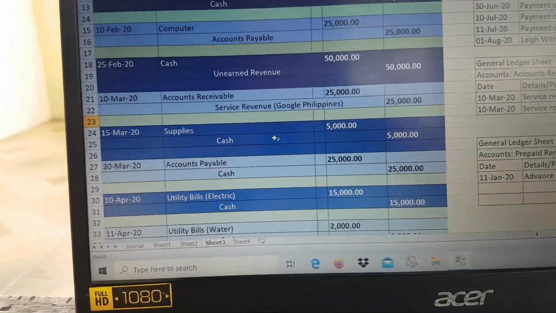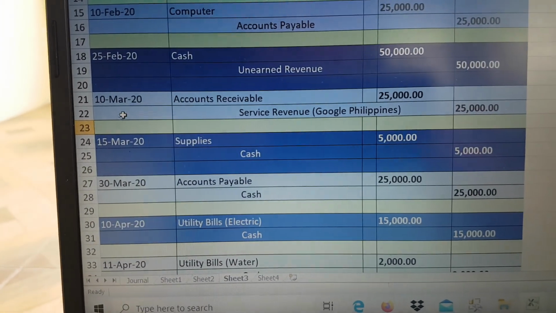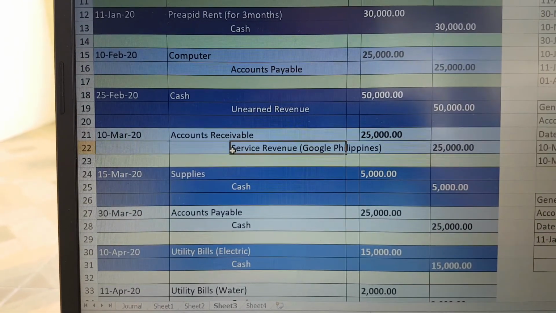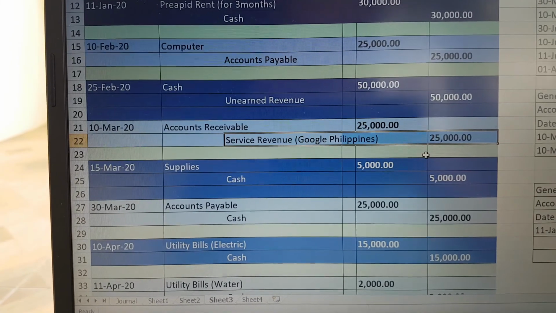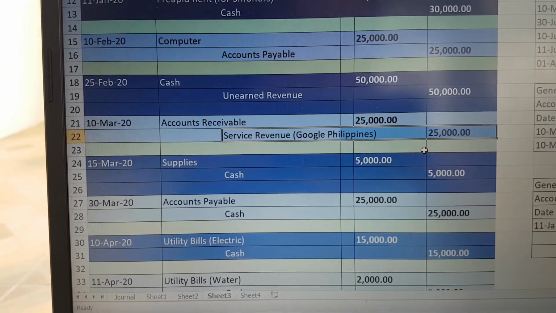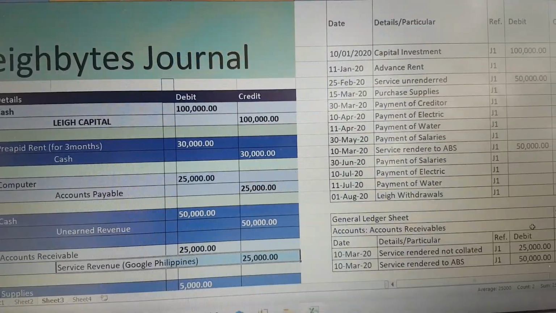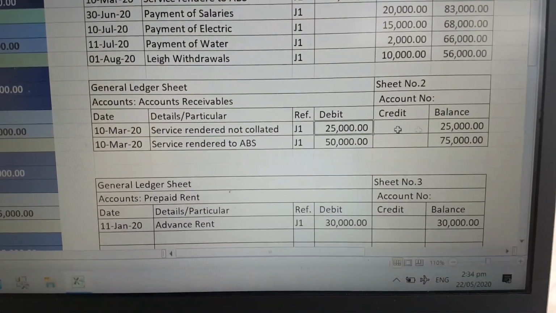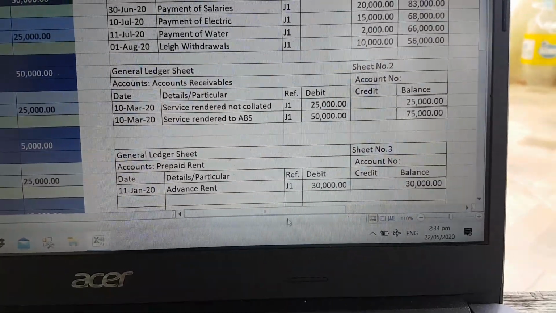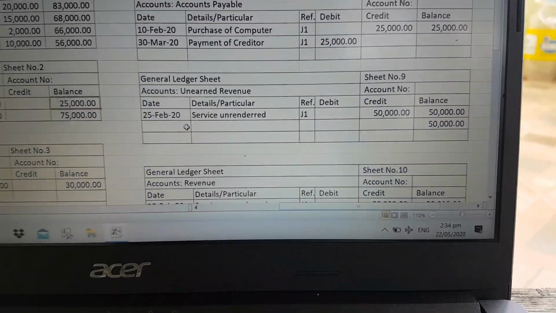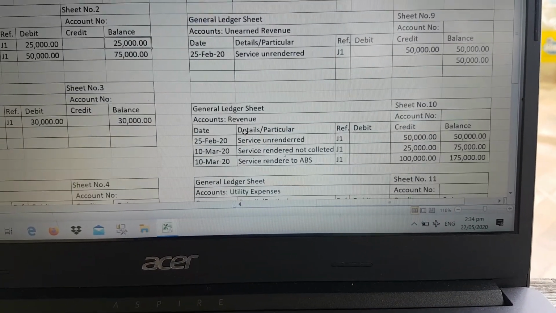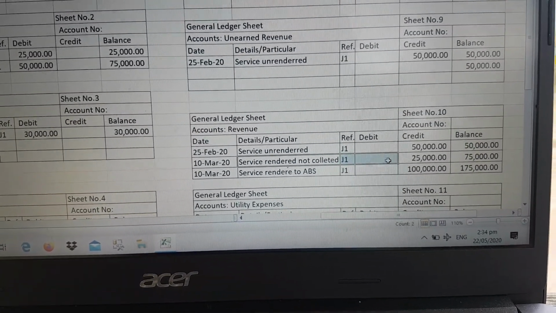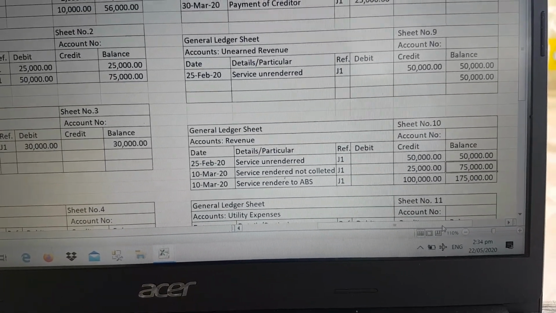Okay? Next, we have the receivables. We have now 25,000. We received that from whom? From Google Philippines. Why? Because from the transaction, it was not yet paid. The service was just being rendered. So we have now accounts receivable, services not yet collected. 25,000. Balance 25,000. And then we have now service. So that's revenue already because we already rendered, right? Rendered, but not collected. There, 25,000. So we already now have 75,000.